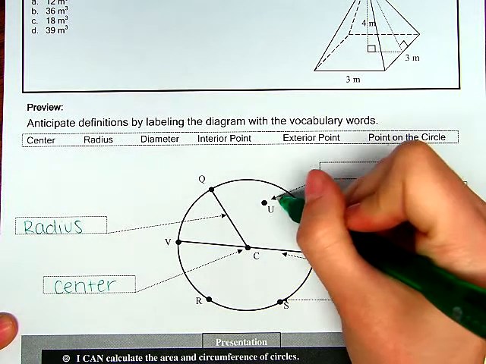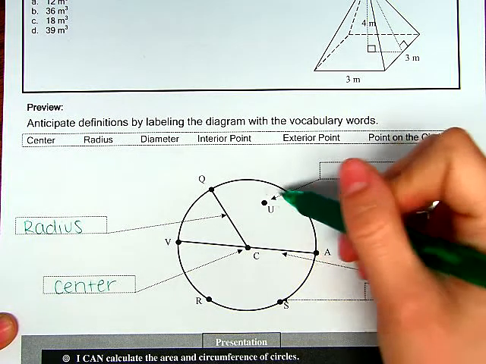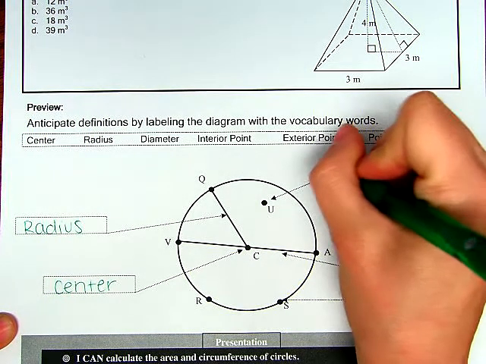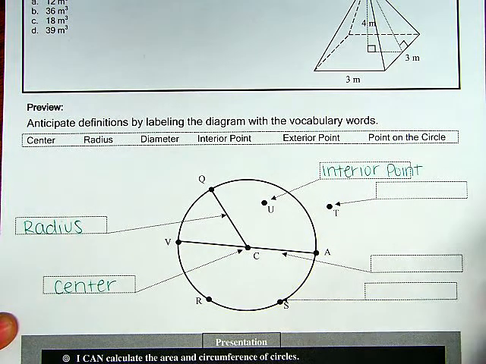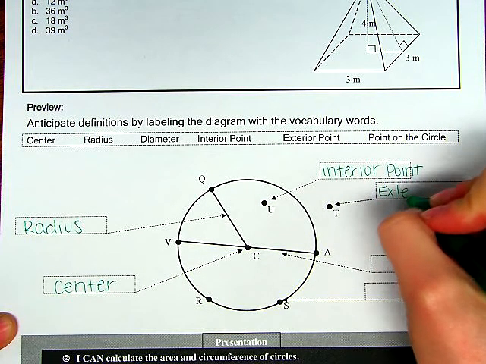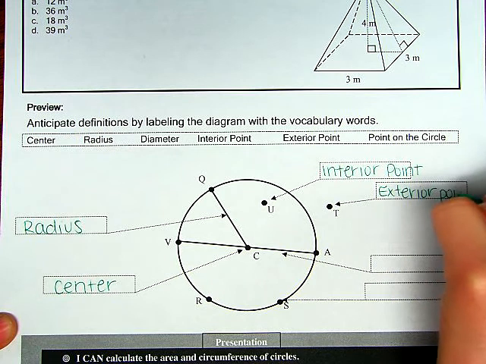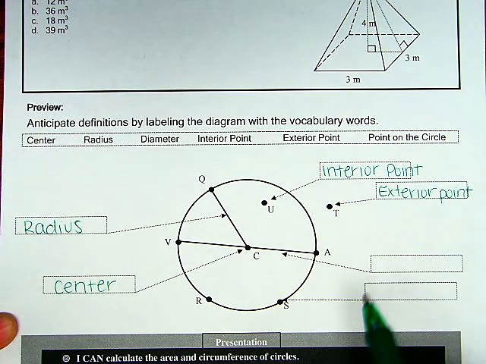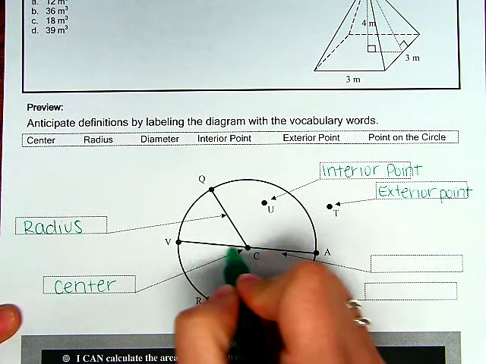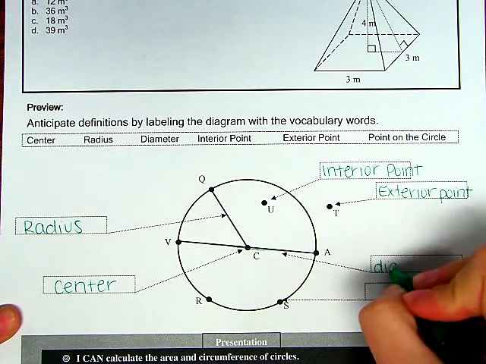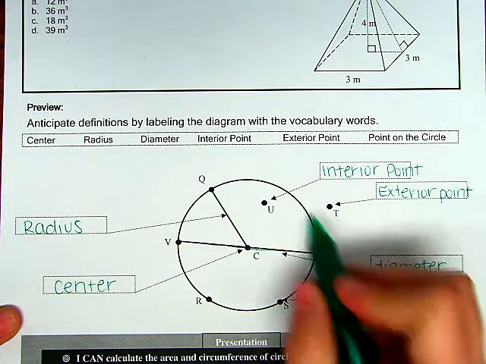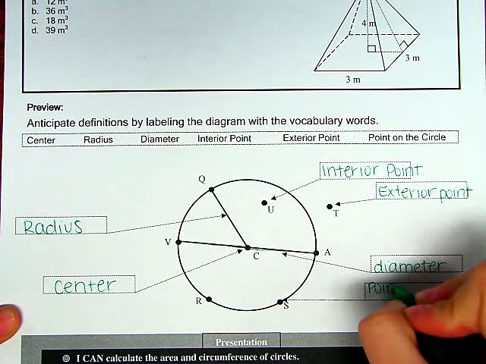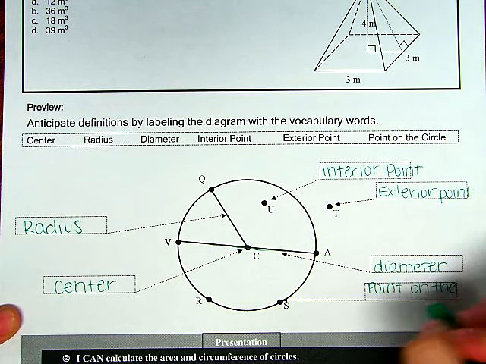Over here we have an arrow to point U. It's not touching anything, but it is inside the circle, so it is called an interior point. Point T isn't touching anything and it's outside the circle, so this is an exterior point. This box is pointing to this whole thing, so this is the diameter. And this S is on the circle, so it's called a point on the circle.